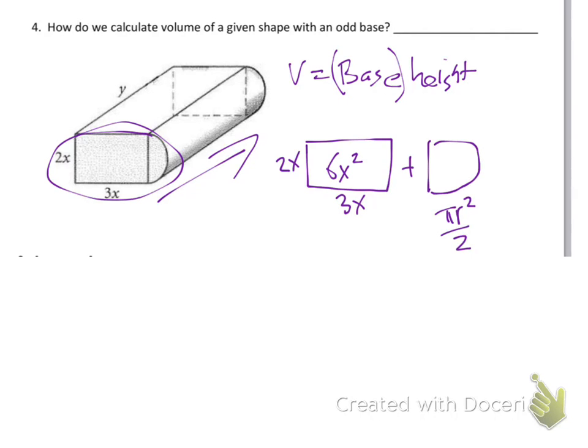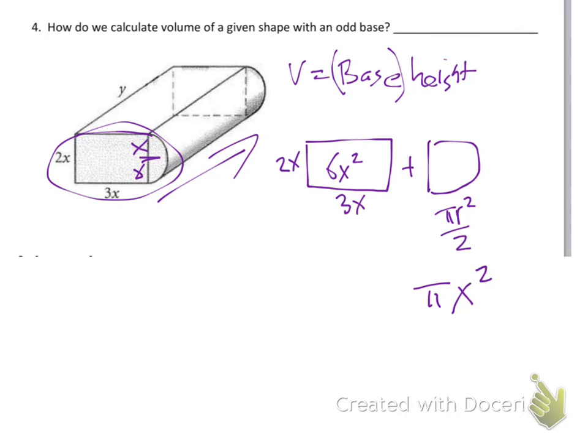What's R? Is it 2x? No, it's 1x. Or it's half, because it's x and x over there. So the radius is x. So what is that going to look like? Pi x squared.